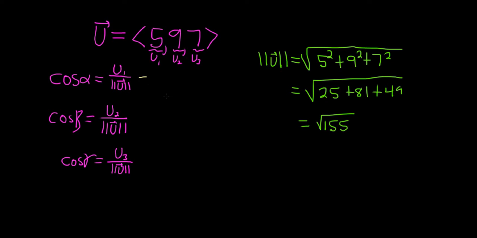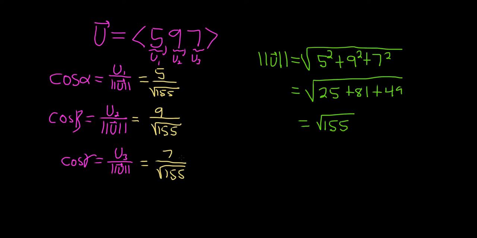So this would be 5 over the square root of 155. This would be your first direction cosine. The question just wants the angles though, so we'll have to retrieve alpha from this in a minute. And then this will be 9 over the square root of 155. And last but not least, we have 7 over the square root of 155.